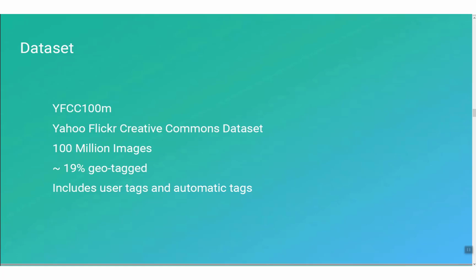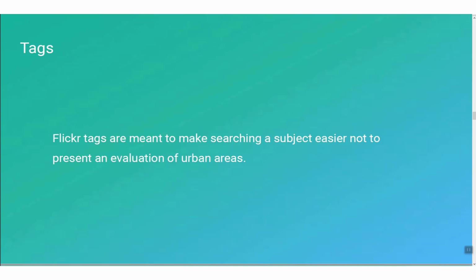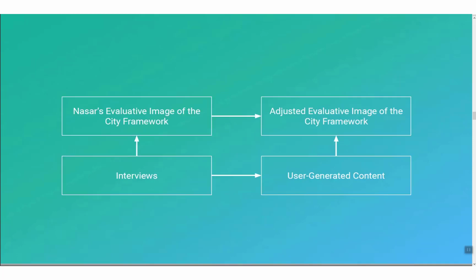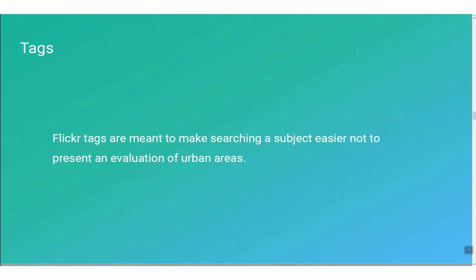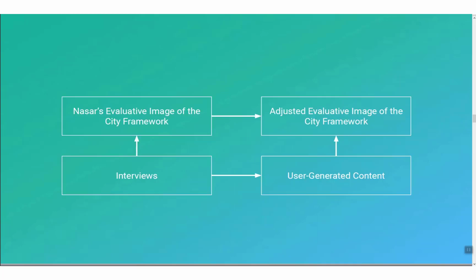And one nice thing about Flickr users is that they tag their photos a lot, because a lot of them are photographers who want to be seen. So when people search for tags, their photos come up. But the thing is that these tags were not really meant to evaluate an urban area. When Jack Nasser was doing his research, he just asked people what they like and what they don't like. These tags are just to make the image more searchable, so I needed to do some adjustments. You can't really translate what he has done directly to what we can do with this.